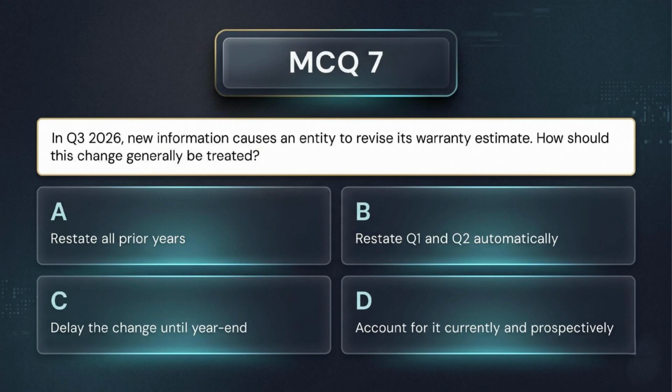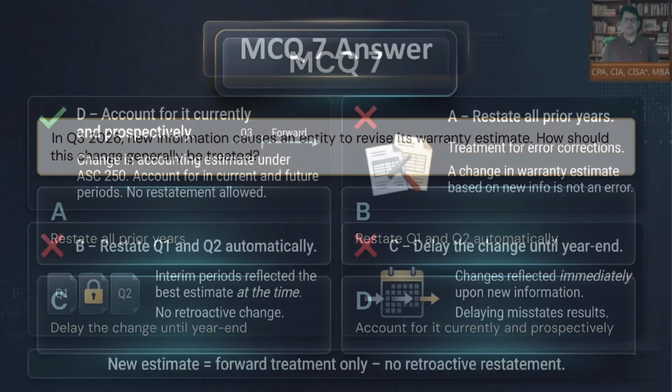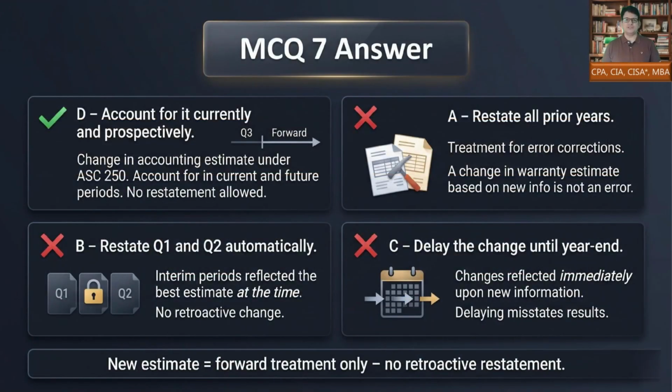Lock your answer using ASC 250 logic applied in an interim reporting context. The correct answer is D. Account for the estimate change currently and prospectively. Option A is wrong because prior year restatement applies to error corrections, not normal estimate revisions.